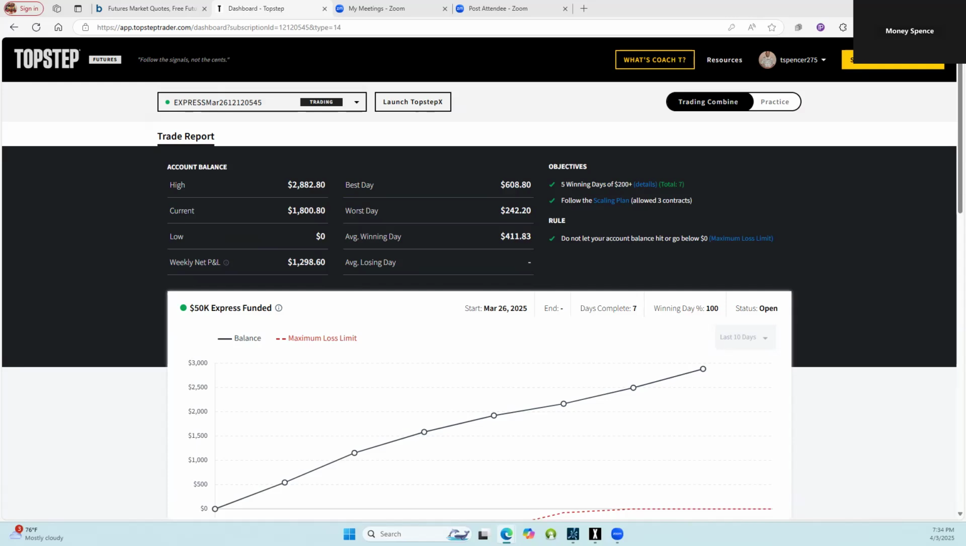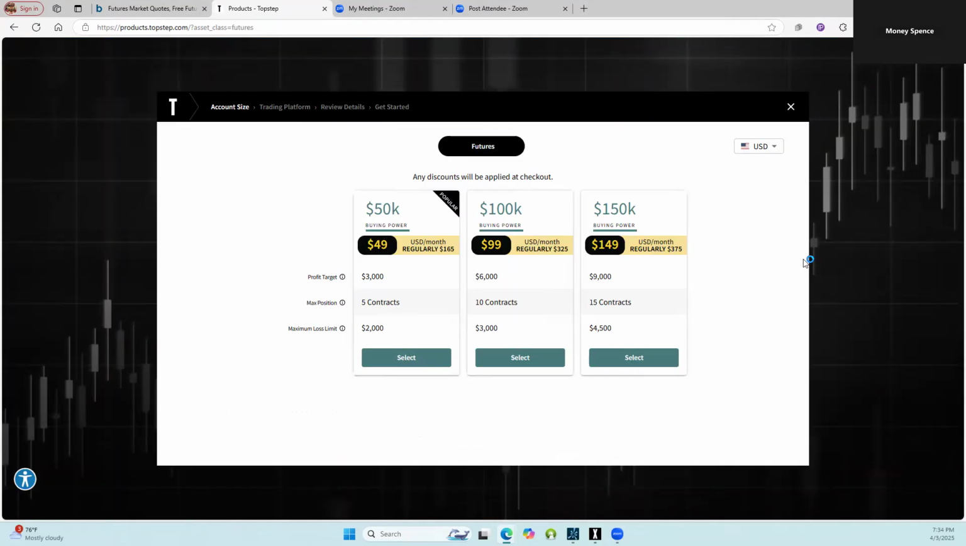Here's how Top Step works. Before you can get a funded account, you must pass an evaluation stage. It's a 2-step evaluation with profit targets and risk management rules. Let's say you wanted to trade with Top Step, a prop firm that specializes in futures trading. You would sign up on the Top Step website and click on Start a Trading Combine. They'll give you 3 different options that you can choose from.